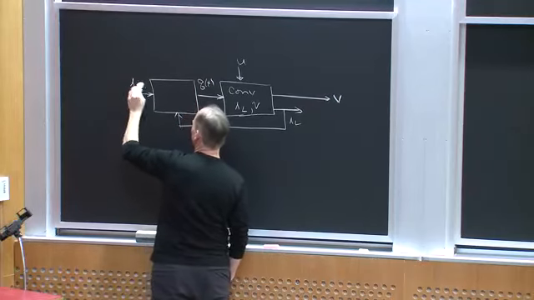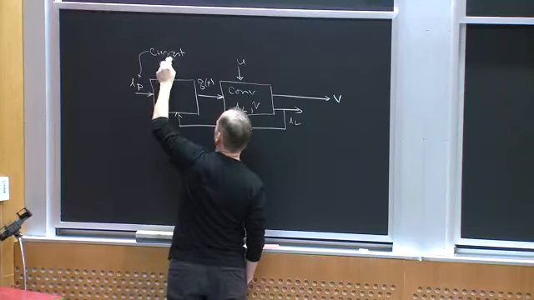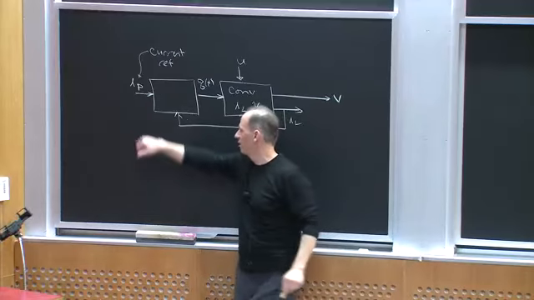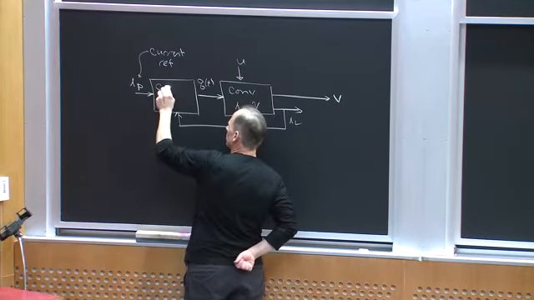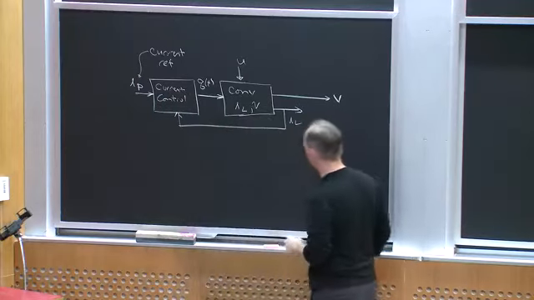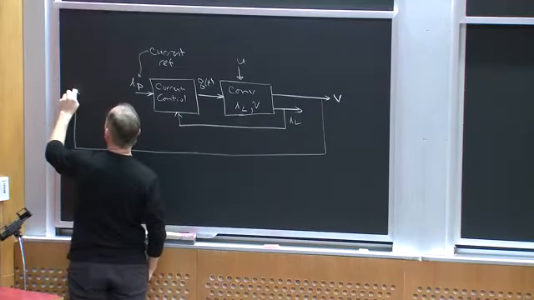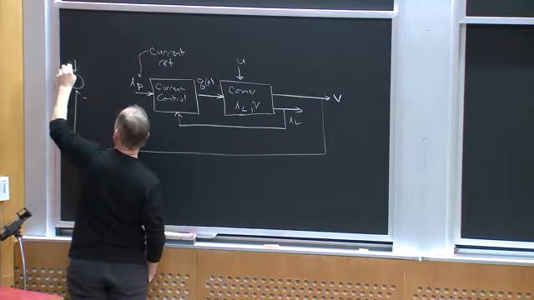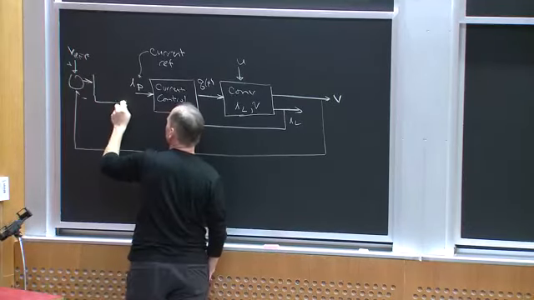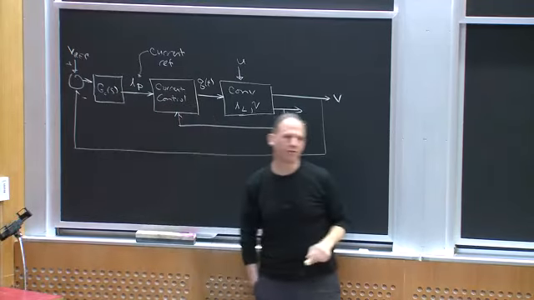And I'm going to call this reference I peak. So this is a current reference. And based on the comparison of IL with I peak and a current controller, I'm going to generate the switching function. And then I'm going to feed back the voltage and compare it to a reference and put that into a compensator, GC of S. And I'm going to use GC of S to generate the current reference.